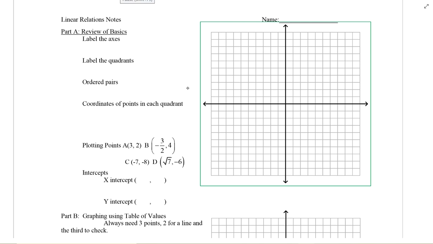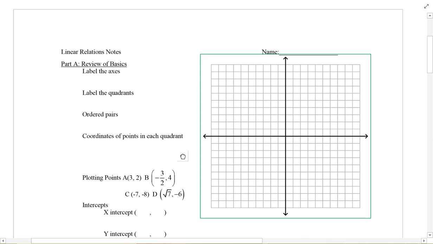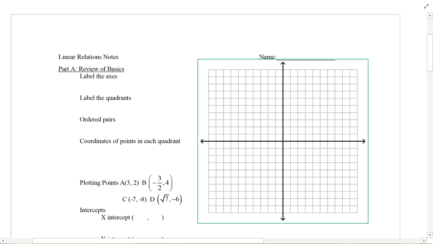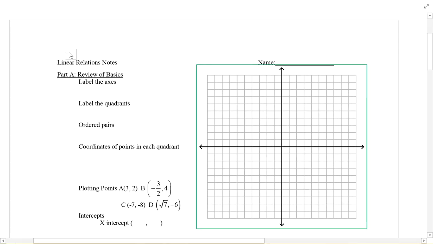Okay, class, so today we're looking at linear relations and we're going to do some notes of review of grade 9 and then moving forward. So linear relations are basically relationships that form straight lines. So we're going to focus on straight lines, what they are, how to draw them, and rearrange your equations in different forms and problem solve.